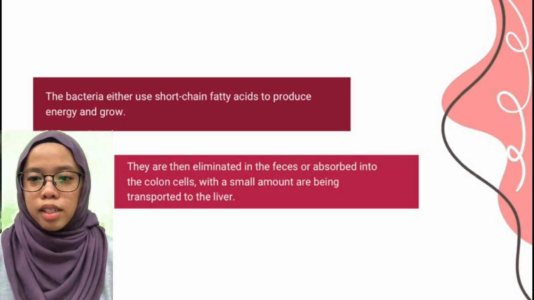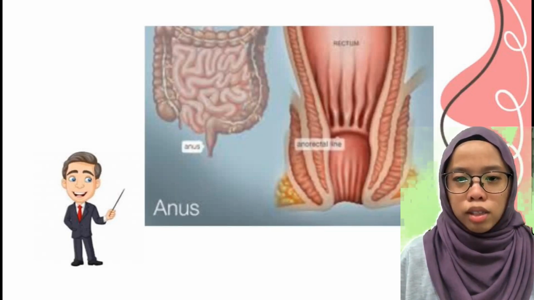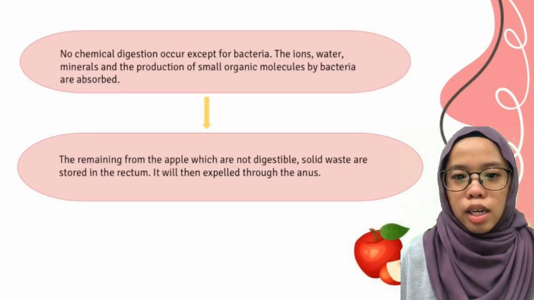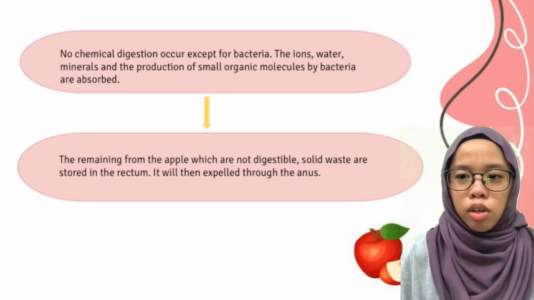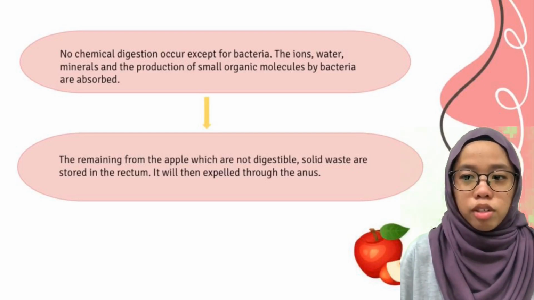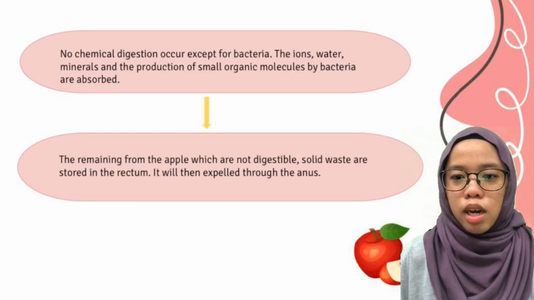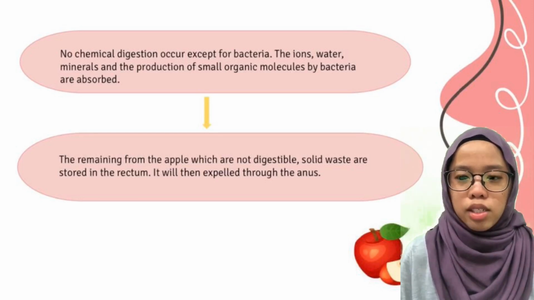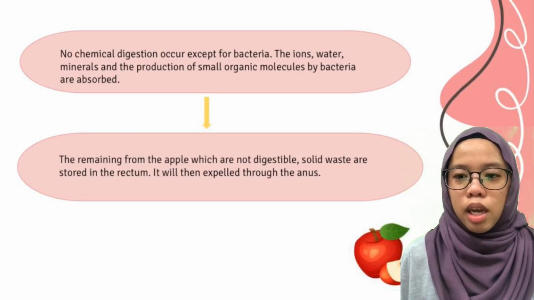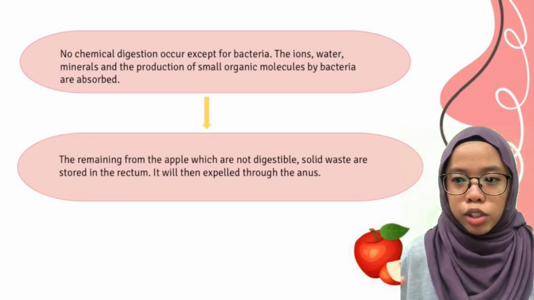Next, they are eliminated in the feces or absorbed into the colon cells, with a small amount being transported to the liver. We proceed with the anus. The anus is the lower part of our body structure. In this part, there is no chemical digestion except by bacteria. The ions, water, minerals, and small organic molecules produced by bacteria are absorbed. The remains of the apple that are not digestible, solid waste, are stored in the rectum. It will then be expelled through the anus. So all the substances that are not digestible will be flushed out of our body through the anus.